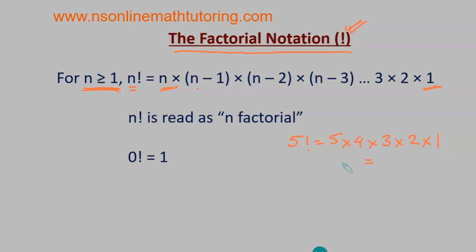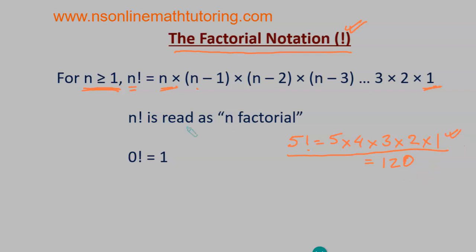Of course, we will be multiplying these numbers. So 5 times 4 is 20, 20 times 3 is 60, 60 times 2 is 120. 120 times 1 is of course 120. So 5 factorial is equal to 120. Okay. So this is how you get the value of a factorial, and if you have to write it in this expression form, then 5 factorial equal to 5 times 5 minus 1 times 5 minus 2 times 5 minus 3. It goes on till you reach the number 1.